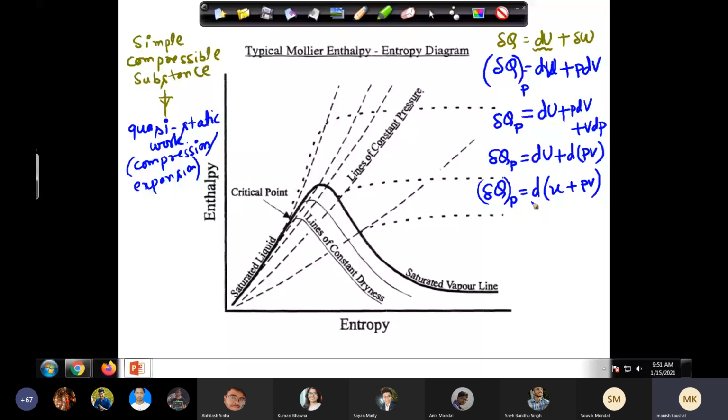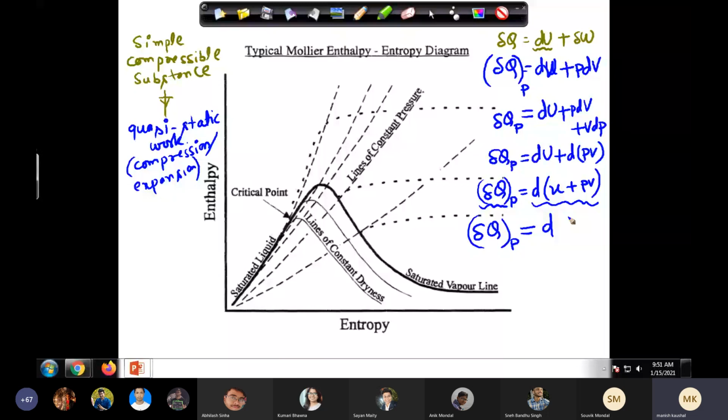But when you are providing heat at constant pressure in a reversible way, and the only quasi-static work mode is this compression or expansion or PV work, then it leads to a state variable, because on the right hand side we have an exact differential, small d, and it means that it's a thermodynamic property. And what is this thermodynamic property? Anyone? D of what? I think you can guess. Anyone? Enthalpy. Very good.